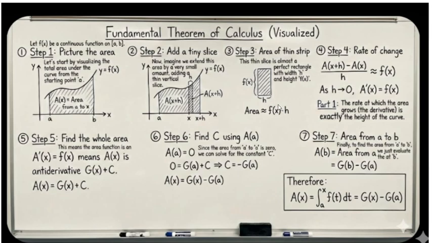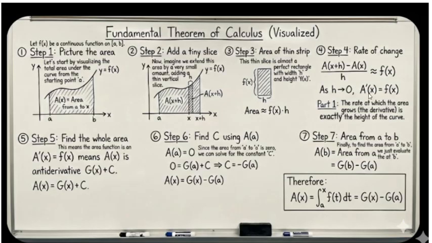Now if I want to find the rate of change, we have to find the rate of change of area at that particular point x. To calculate it, we have A of x plus h minus A of x divided by h, which is approximately equal to f of x, because this area is nothing but f of x into h. Therefore as h tends to 0, if you work that out, that becomes A dash of x.